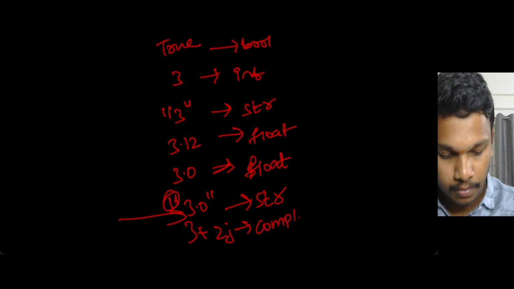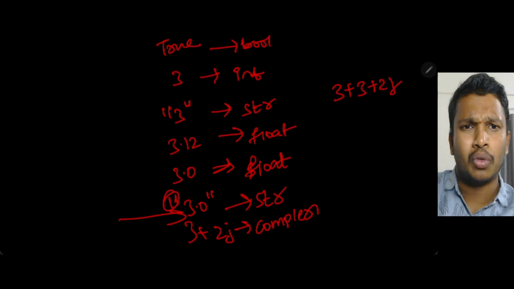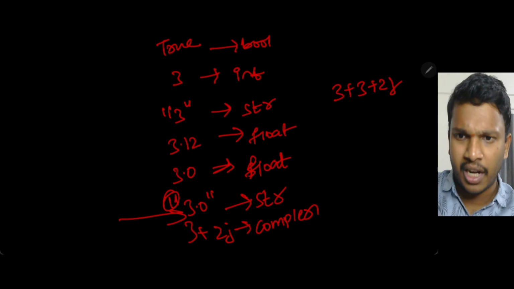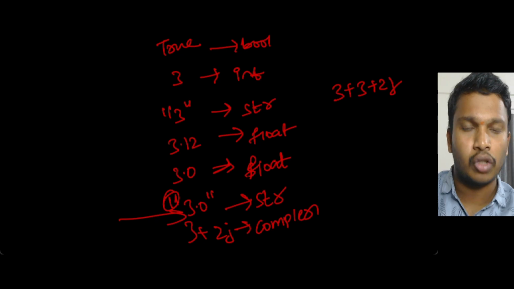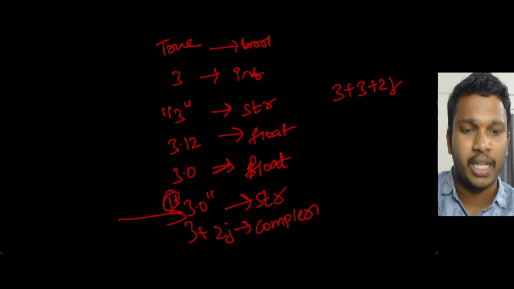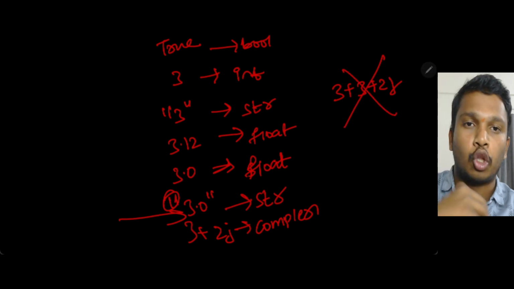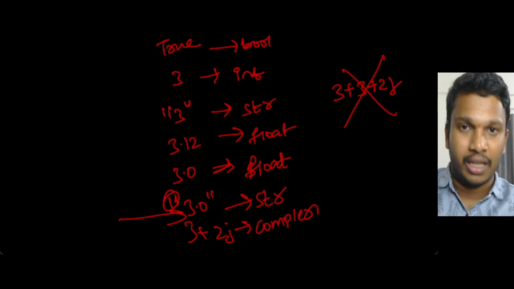Complex. If something like 3 plus 3 plus 2j, boolean, no. String, no, double quotes not there. Float, dot not there, so it is not float. And complex, a plus bj, but it is not like a plus bj, so it will say I don't know this, it will throw an error. What are you giving? Like this it will tell. Okay, these are the data types.